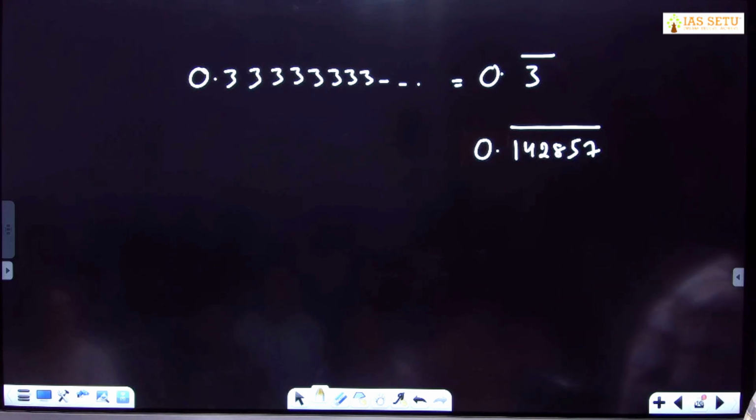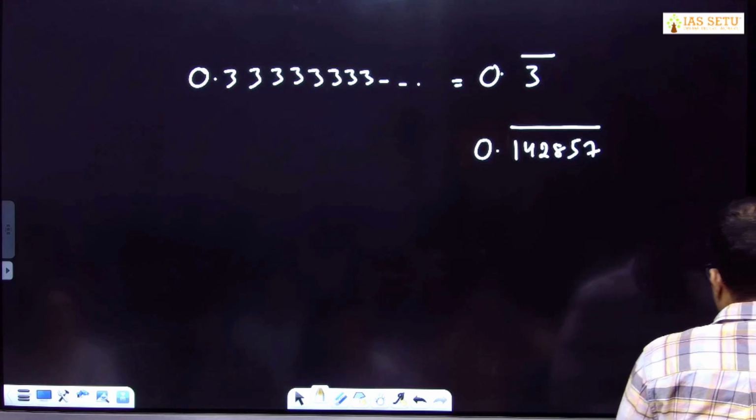Sir, 3 under root 4 is a rational or irrational?